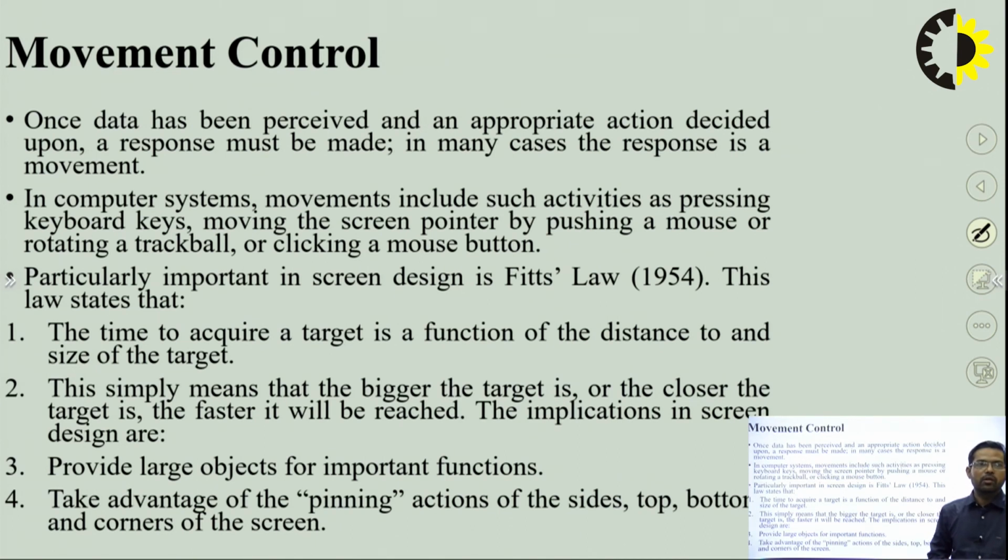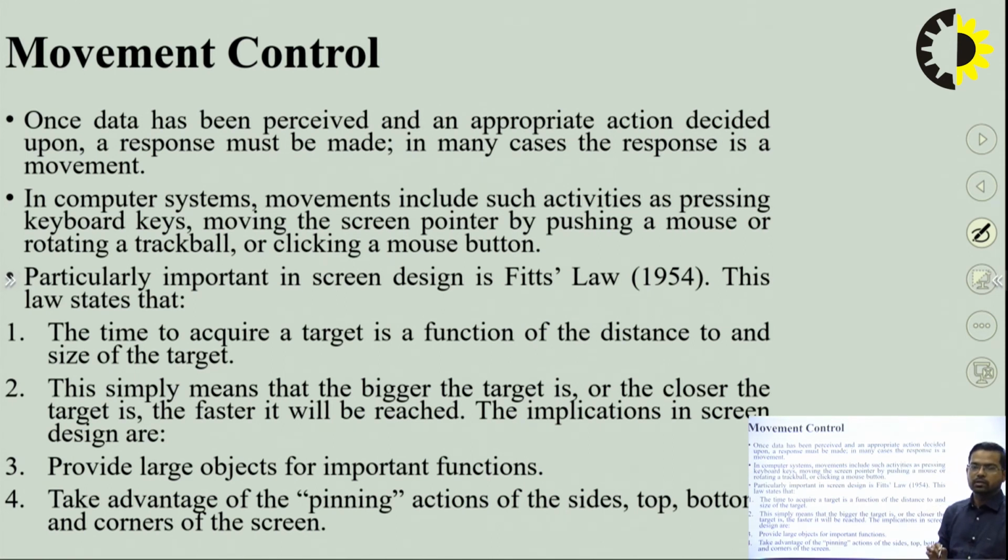Movement control: once data has been perceived and an appropriate action decided upon, a response must be made. In many cases the response is a movement, just like moving the mouse pointer from one location to another. That is called movement control. We use the keyboard keys, the pointer, or a trackball.